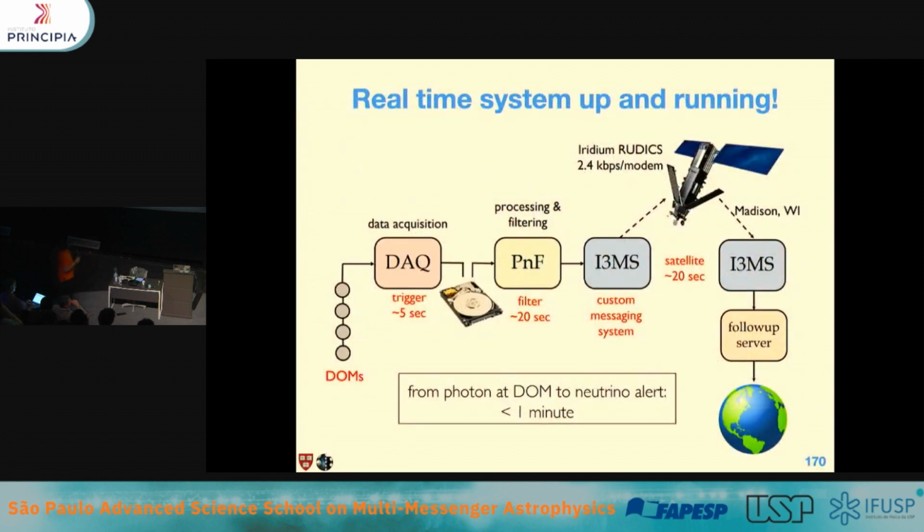So this is ideally how it should work with our first reconstruction. Here are the IceCube DOMs. They go to our data acquisition system. There is approximately 5 seconds that our trigger takes. Then we have to do some filters, select if this is cascade, track, what exactly are we looking at. That's about 20 seconds. That then goes to a messaging system, and it goes through satellites to UW-Madison in Wisconsin, about 20 more seconds. And then we send it up to a follow-up server. So the whole process takes on the order of minutes for our first reconstructions.